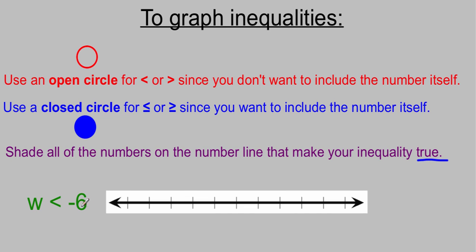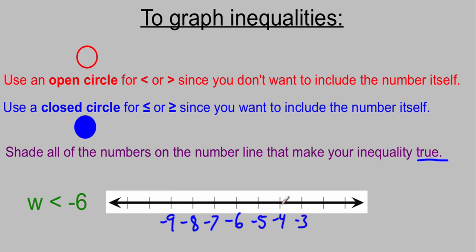So sample one is w is less than negative 6. So we put negative 6 in the middle. My rule of thumb is I want at least 3 numbers on either side of my number in the middle. You can go farther if you want to, but I need at least 3.